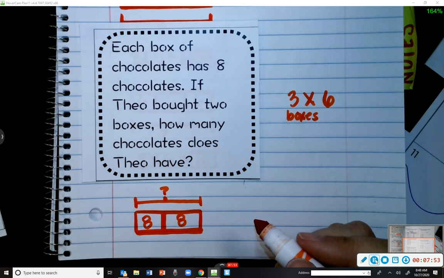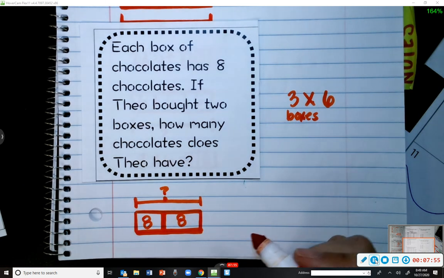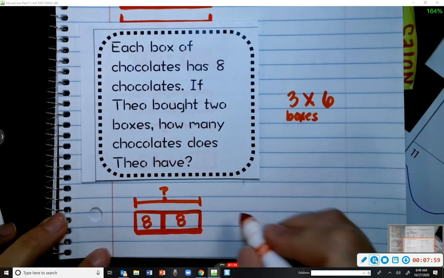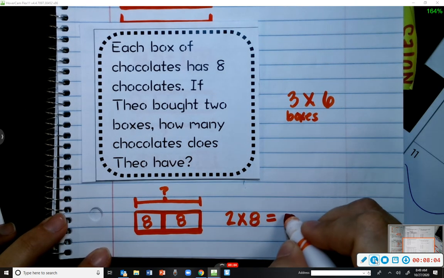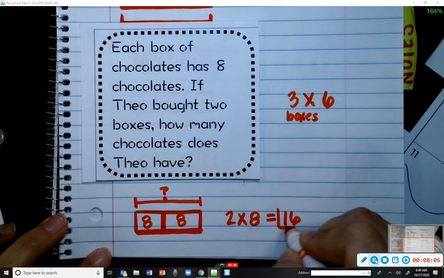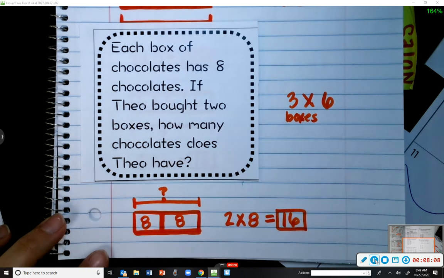It would be 3 times 8? Well, I don't see 3 boxes. I see 2 boxes. 2 times 8. 2 groups of 8 would equal 16. Okay.